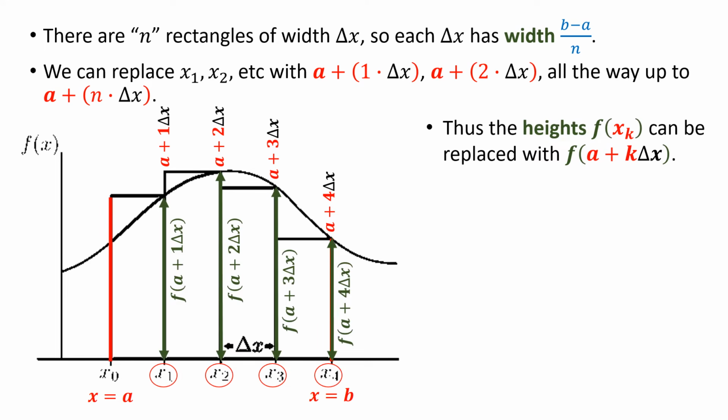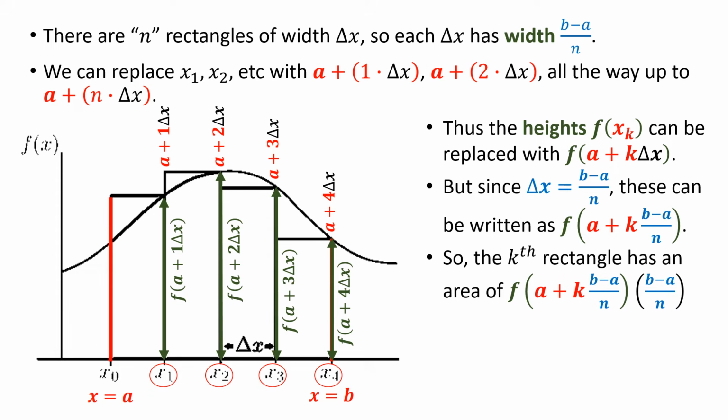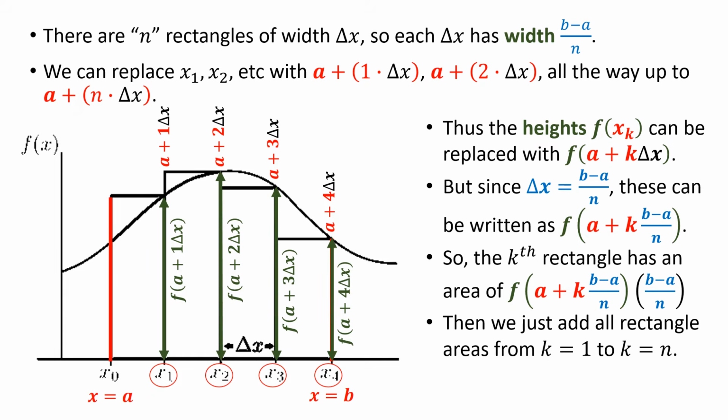Now we can see that the height of each rectangle is simply the function value at each of those x values. For example, the height of the third rectangle is f of a plus 3 times delta x, since a plus 3 times delta x is the x value at its edge. But remember that we have an expression to directly calculate delta x, which is (b minus a) over n. So rectangle number k has an area of its height, f of a plus k times (b minus a) over n, times its width, (b minus a) over n. To get the total area, we will just add all of the rectangles' areas from rectangle number 1 to rectangle n.